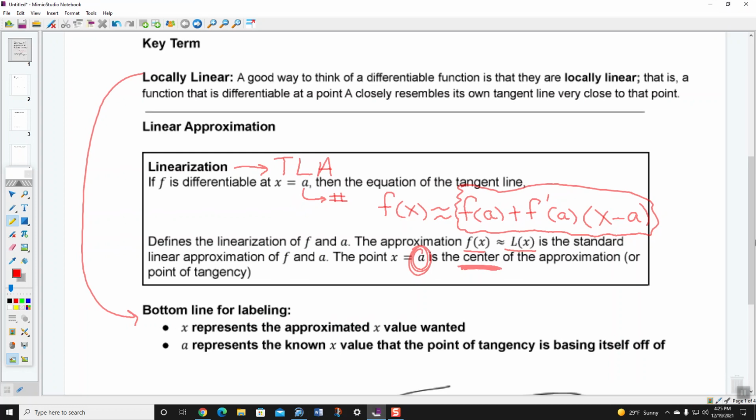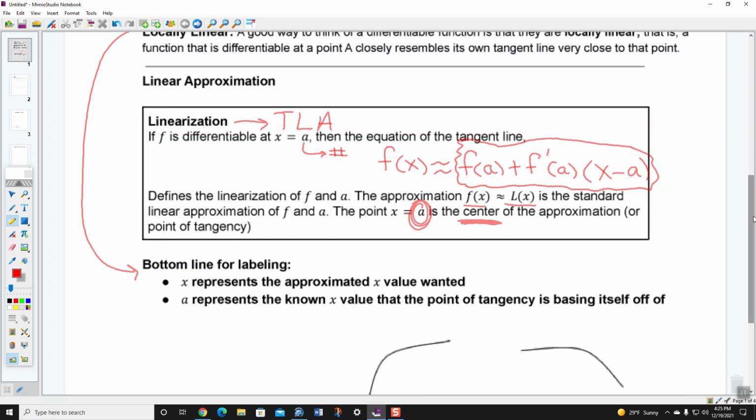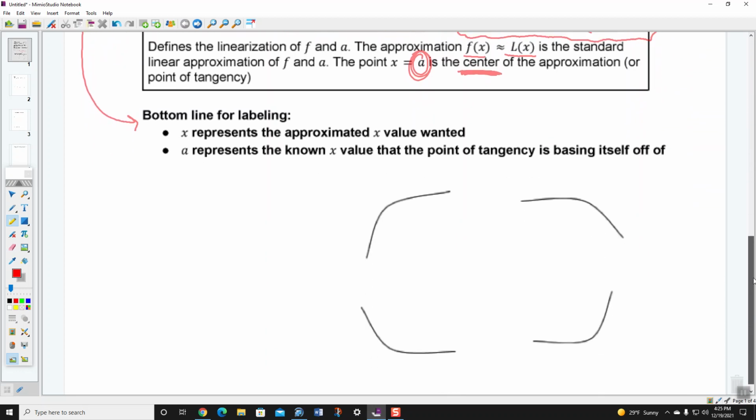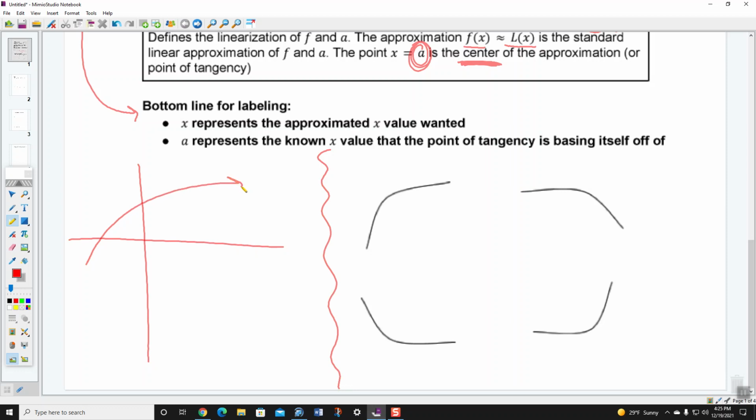All right, bottom line for labeling. A couple of things that I'm going to put down here. I'm going to kind of divide this up. And here's what's kind of happening, okay? You might have some graph that looks like this. So I'm just going to sketch a coordinate plane here. You might have some graph that kind of looks like this. I have no idea what your graph is going to look like, okay?